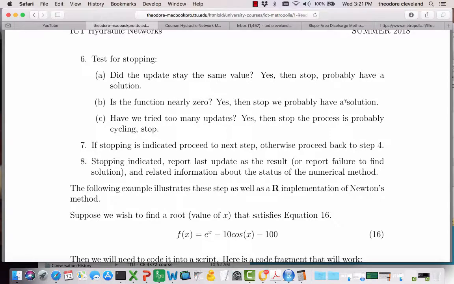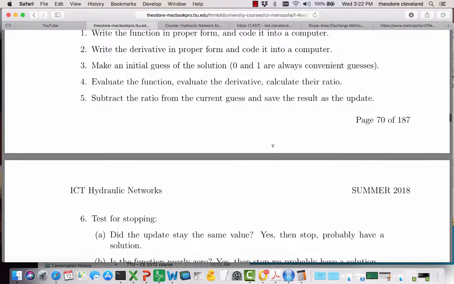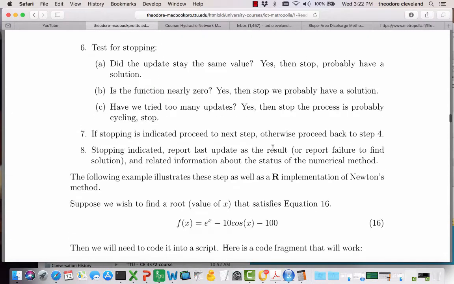Is the function nearly 0? Yes, stop. We have a solution. Have we tried too many times? Yes, stop. The process is probably cycling. We're not going to get there. If stopping is indicated, proceed to the next step. Otherwise, go back to step 4 and keep repeating. When we get to stopping indicated, report the last update, related information, and we're done.